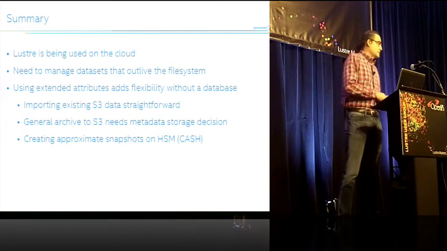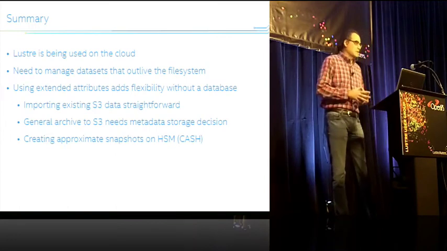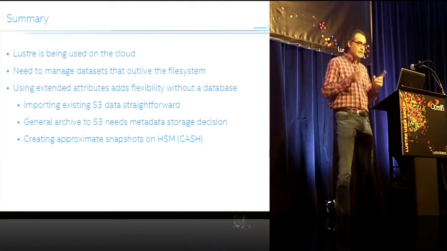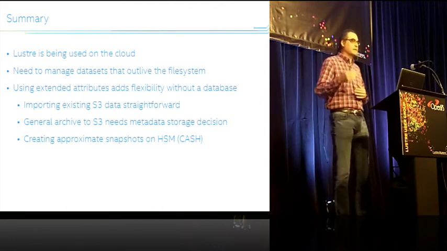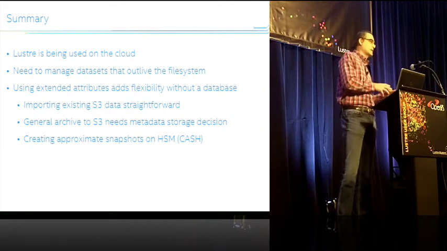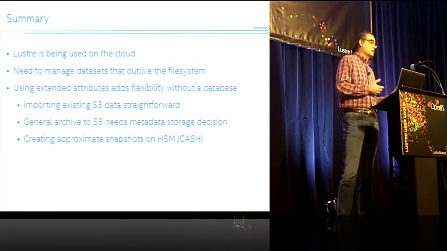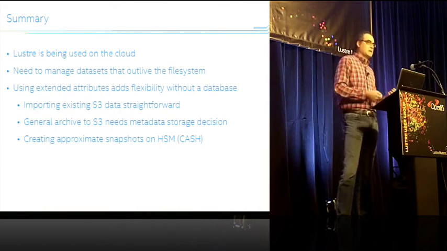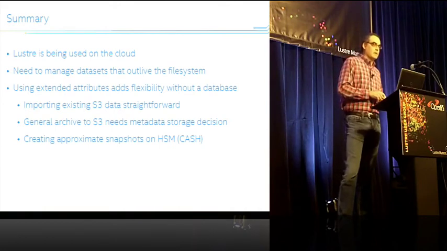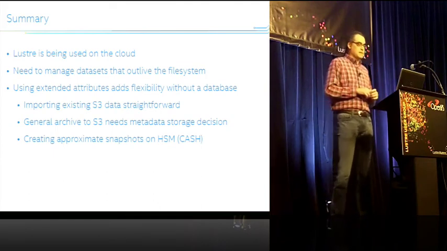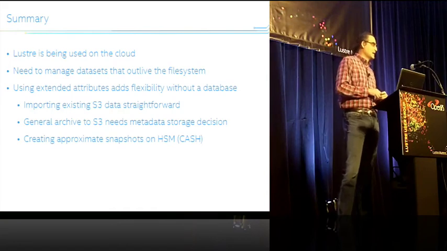So, in summary, Lustre is being used in the cloud for sure, for lots of different use cases beyond just HPC. There's a need to manage these data sets that outlive a file system, because file systems in the cloud can be short-lived. The idea here is really using extended attributes as keys or as S3 URLs and being able to fetch data from wherever they are. And then this idea of approximating snapshots in the HSM cache.